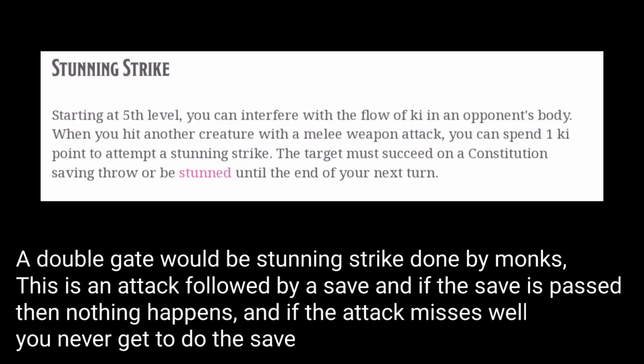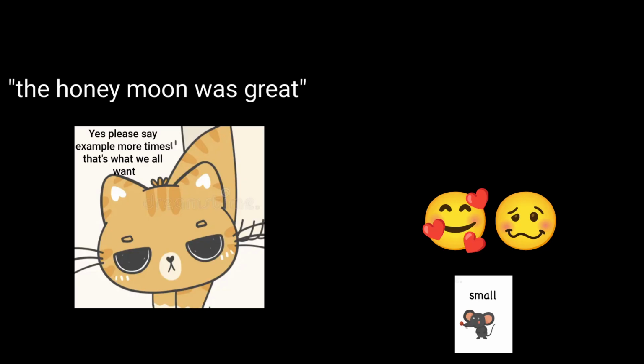A double gate would be Stunning Strike, done by monks. This is an attack followed by a save, and if this save is passed, then nothing happens. And if the attack misses, well, you never get to do the save.